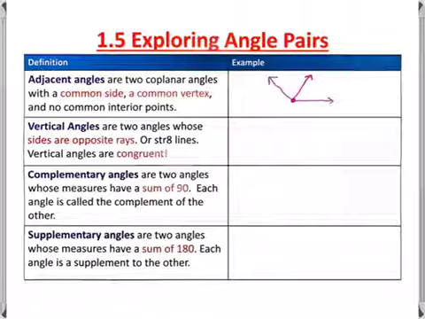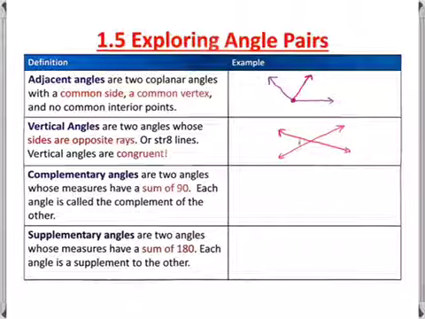Vertical angles are two angles whose sides are opposite rays, or straight angles. Vertical angles are congruent. The easiest way to think about this is if you draw an X like that, your vertical angles are the angles opposite one another on the inside of the X parts. So those two angles should be congruent, as are these two angles here. And keep in mind the arcs here indicate congruent. Single arc to single arc means those angles are congruent. Double arc to double arc means those angles are congruent.